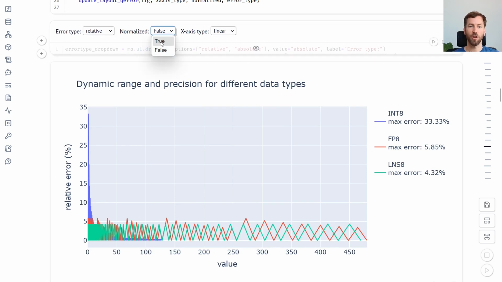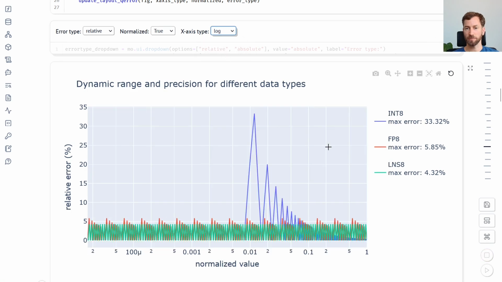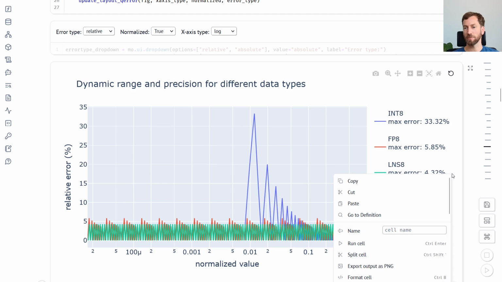So now let's normalize like above to 1. And let's also plot the values logarithmically. I think this plot describes it best. Floating point and LNS data types have the largest dynamic range, and the overall smallest relative error has the logarithmic data type.